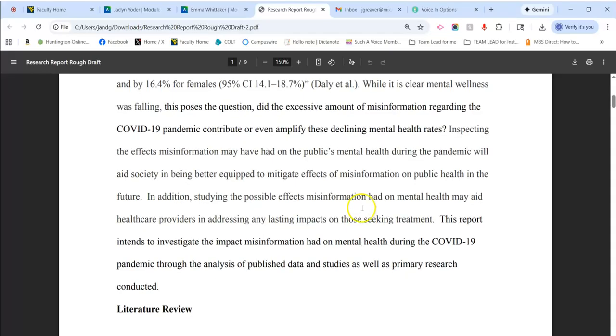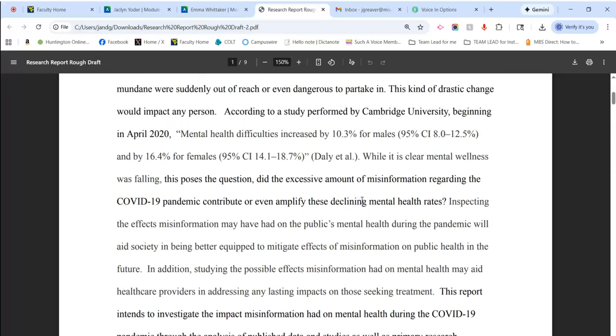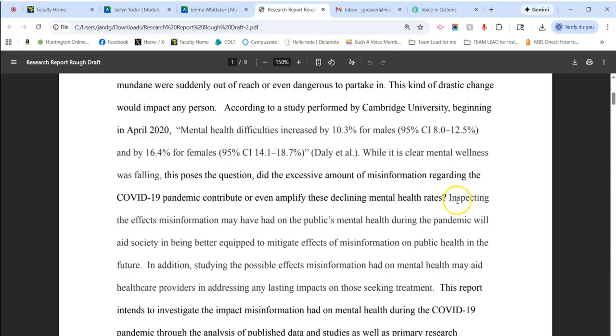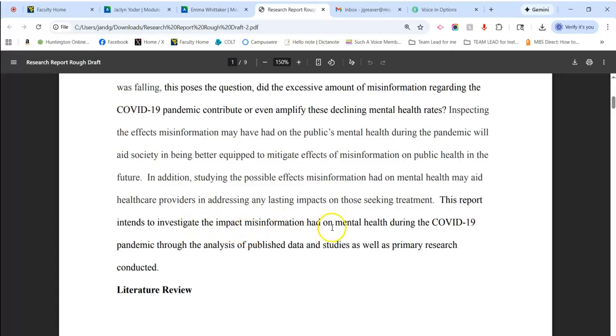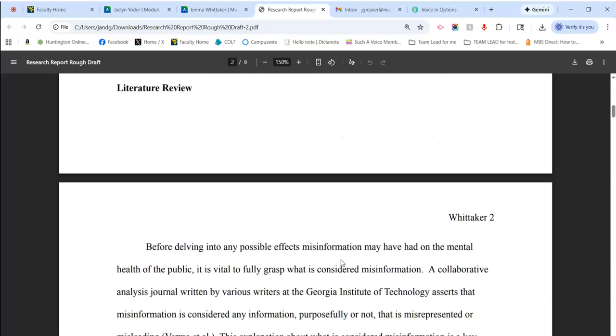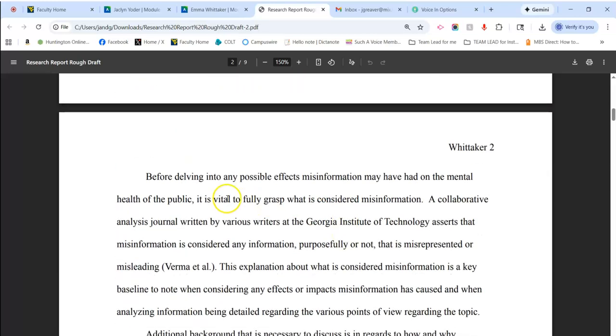Okay. Your introduction is a tad long. It could be a little shorter, but it's not bad. It's good. Report intends to investigate the misinformation. Okay, good. All right, literature review.